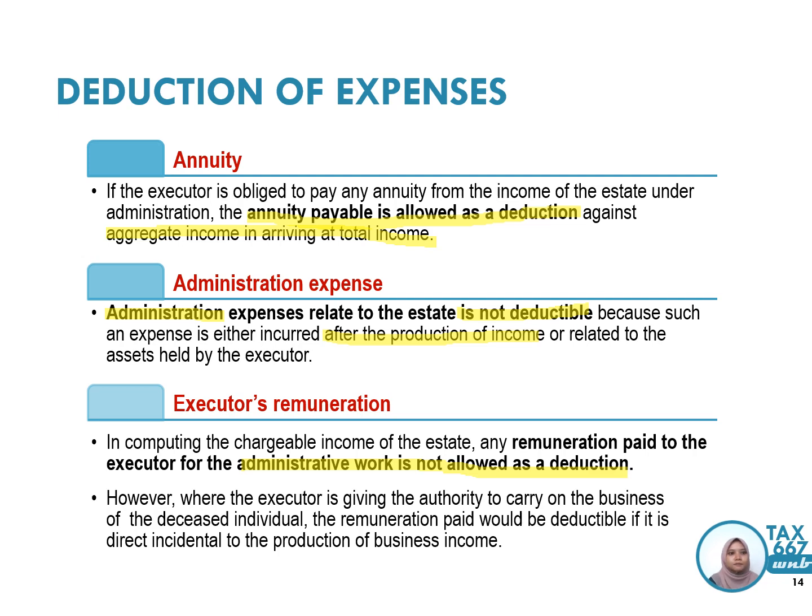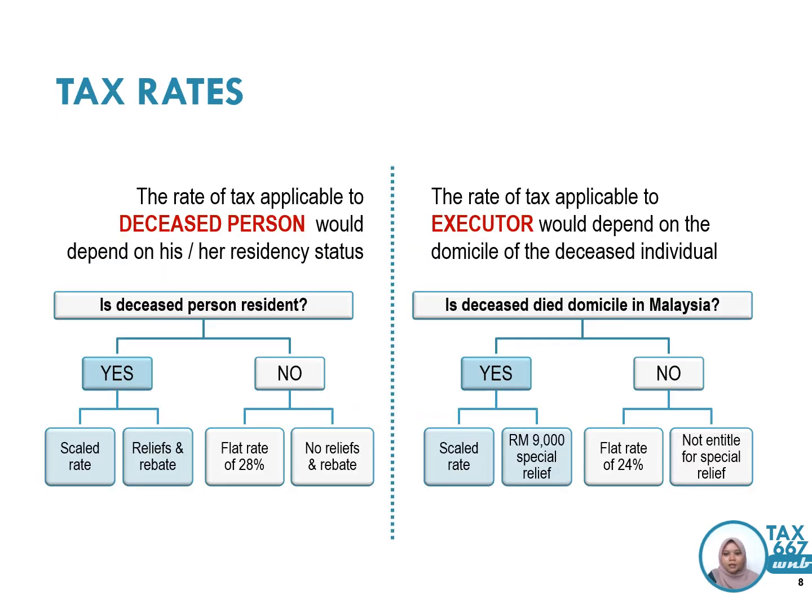Okay, clear? Okay, tadi kita dah tengok dah macam mana nak allocate income antara si mati dengan si pentadbir. Lepas tu kita dah discuss juga expenses yang mana yang boleh tolak, expenses mana yang tak boleh tolak. Sekarang ni kiranya kita dah sampai dah dekat tahap chargeable income. Nak tahu berapa rate yang akan kita guna untuk kira income tax payable untuk kedua-dua pihak ni.